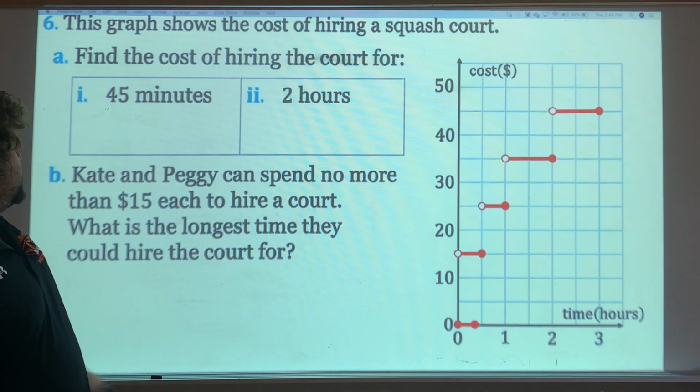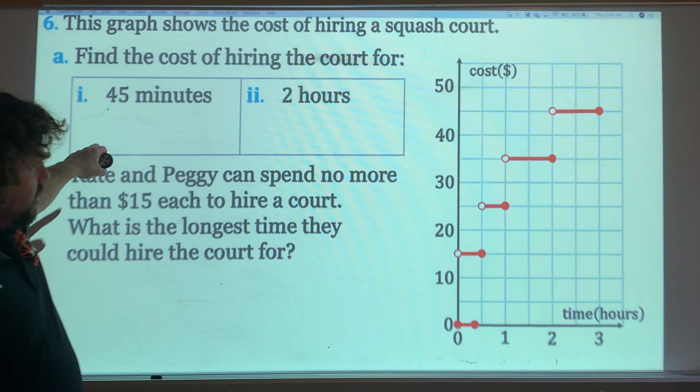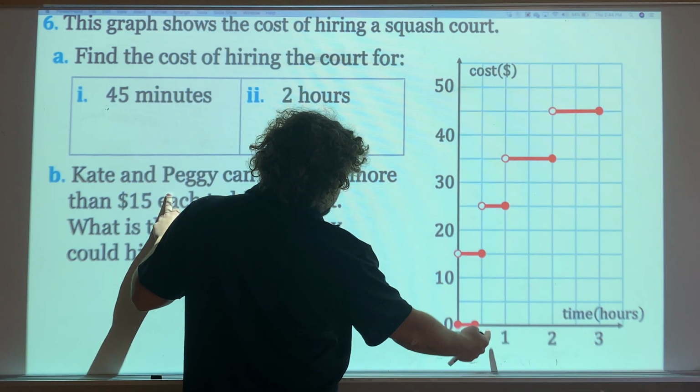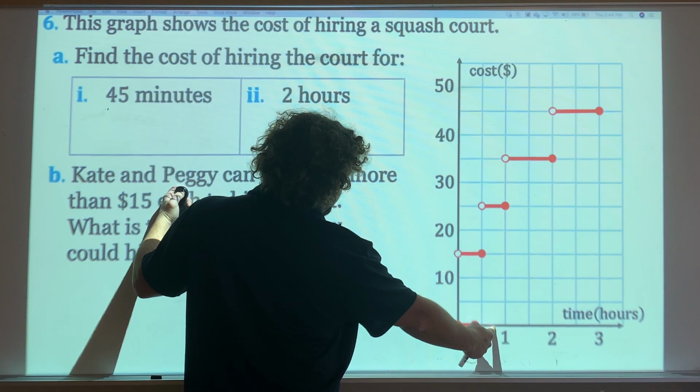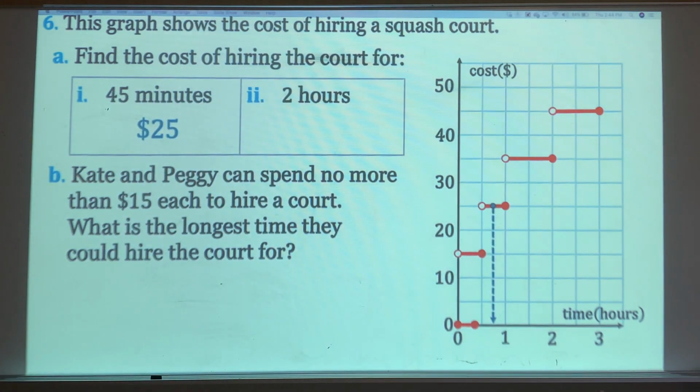So you're reading a piecewise equation here. Kate and Peggy can spend no more than $15 each to hire a court. What's the longest they do it for? So first thing, we're going to go 45 minutes. So this is 0 minutes. This is 1 hour. This is 30 minutes. So 45 minutes is between 30 minutes and an hour. And that would cost right there, which would be $25.